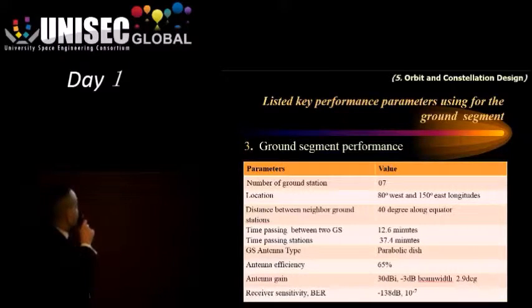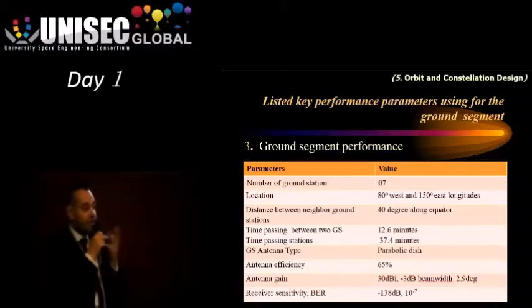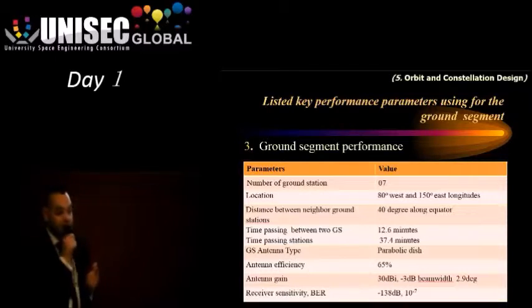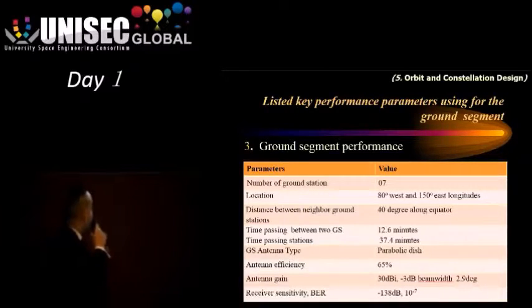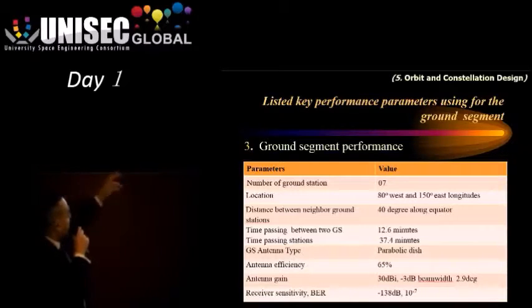So we list key performance parameters depending on the ground station. In this case, the key performance is more important for the ground station and the user. For the ground station, we have some parameters and values we can see here. In the ground station we use a parabolic dish antenna with high efficiency of 65%, and antenna gain is about 30 decibels, considering the receiver sensitivity and bit error rate of about 10^-7.